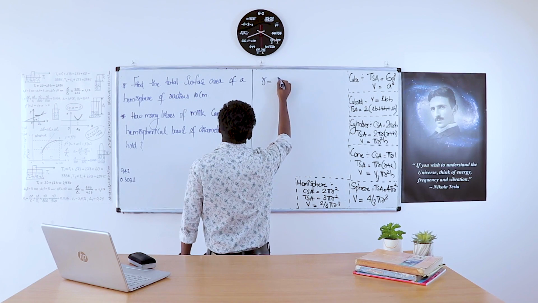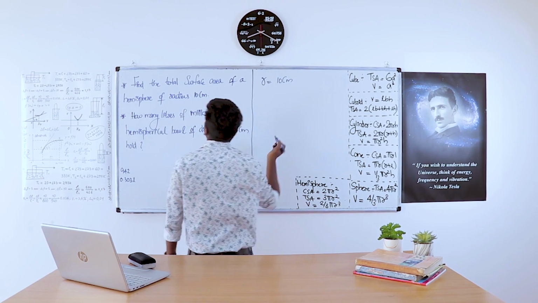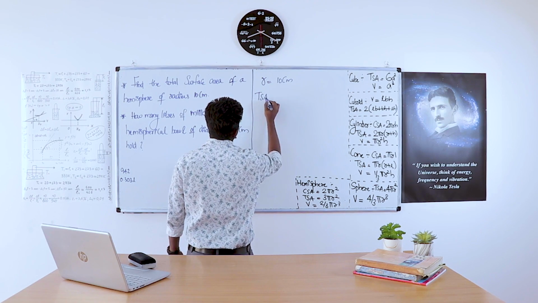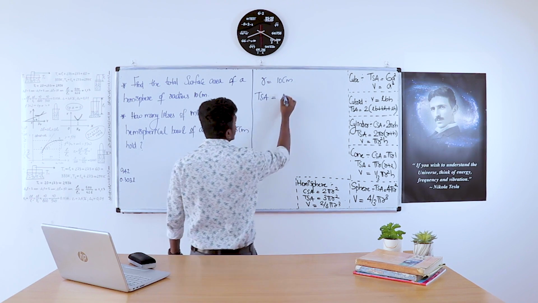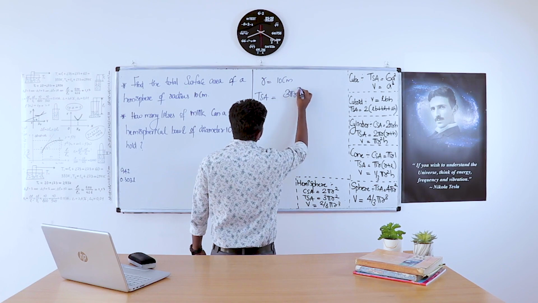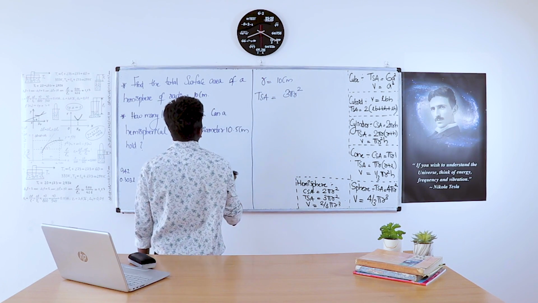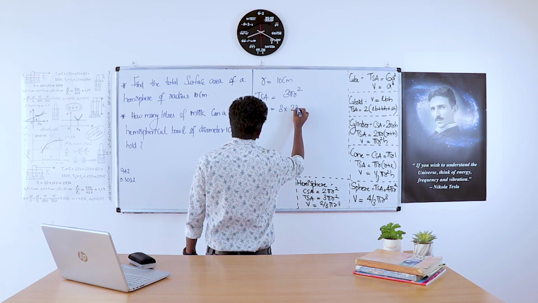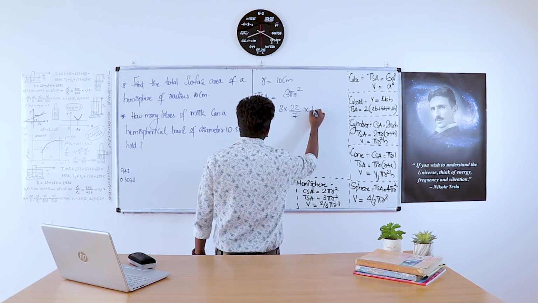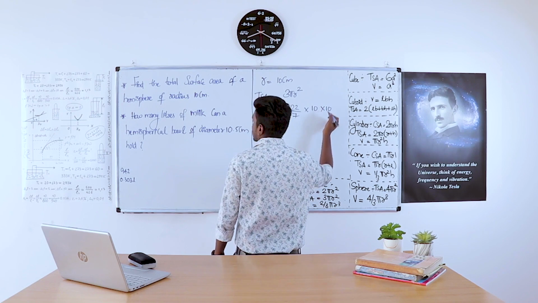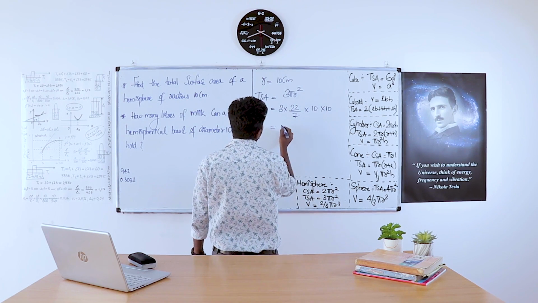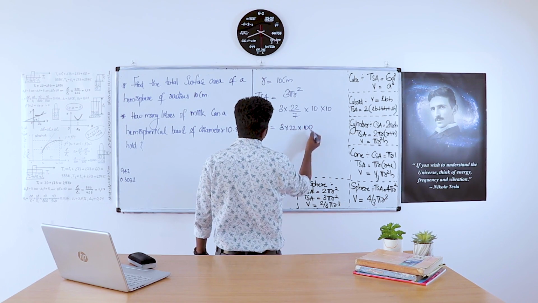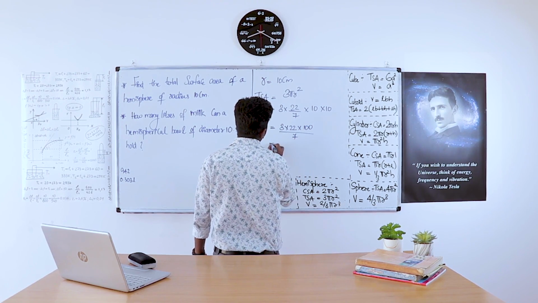Radius is given as 10 centimeter. We need to find the total surface area of the hemisphere. Total surface area of the hemisphere, TSA is equal to 3 pi r square. So substitute the values. 3 into pi is 22 by 7 into radius is 10. So r square is taken as 10 into 10. So 3 into 22 into 10 into 10 is 100, all divided by 7.